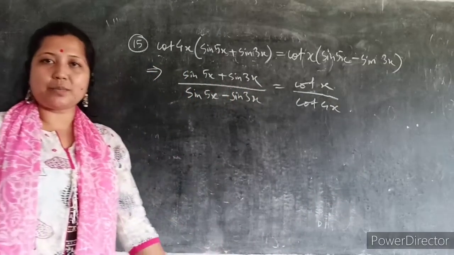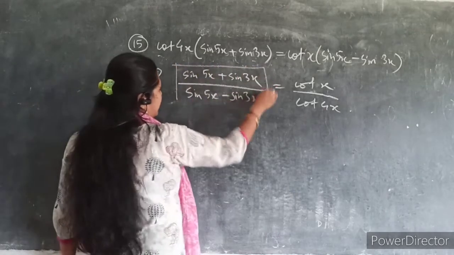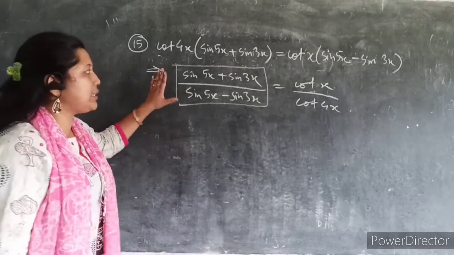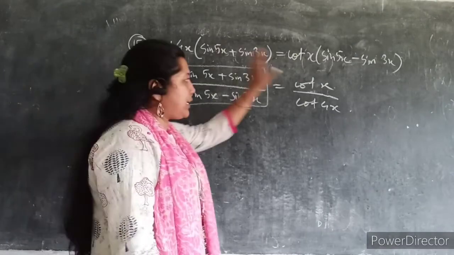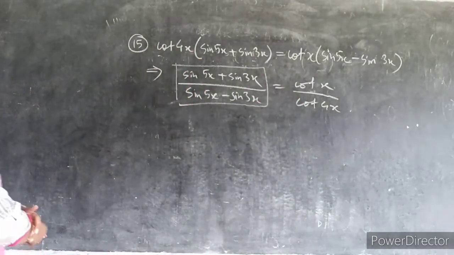I can make any adjustment because it's a proof. Now we can prove that. Let us take this part as the left hand side, and when we are solving this left hand side, we shall get our answer in the right hand side, which is cot x divided by cot 4x.